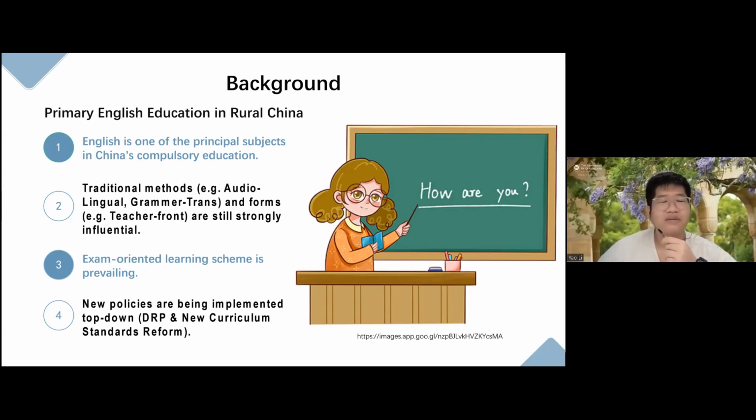And another status quo in China is that in primary or in compulsory educational situations, the exam-oriented learning scheme is quite popular and welcomed and still predominated. And some new policies recently are being implemented from a top-down conduction manner. So, for example, like the double reduction policy and also the new curriculum standard reform.